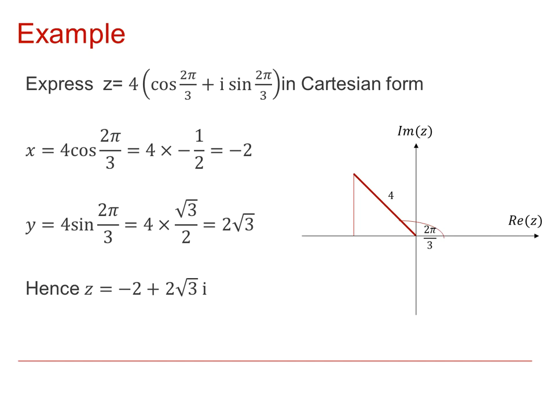It's always worth checking, as I have done here with a diagram, to make sure that your number is in the correct quadrant. So we can see there that the negative 2 and the 2 root 3 do make sense for where we've placed the number within the Argand diagram.